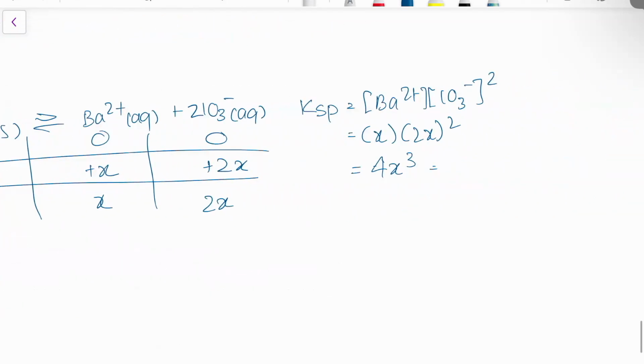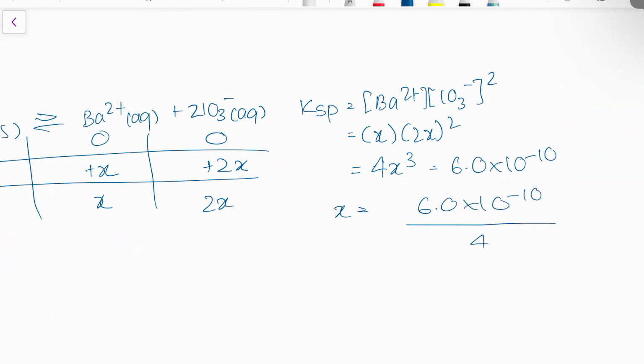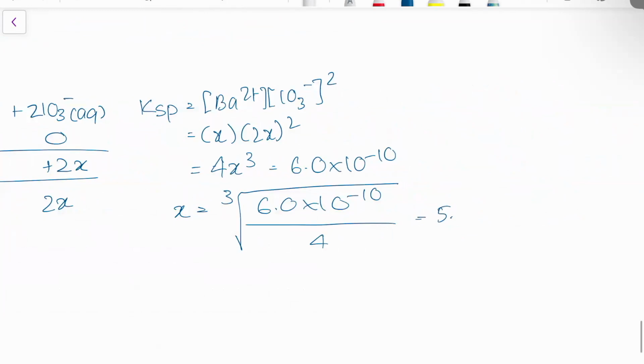If they didn't give me a KSP, then I could check it from my data sheet. So rearranging this, x is 6.0 times 10 to the minus 10 divided by 4 and then cube root. That's 5.31 times 10 to the minus 4.